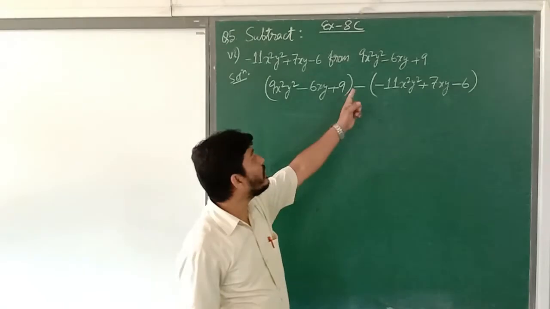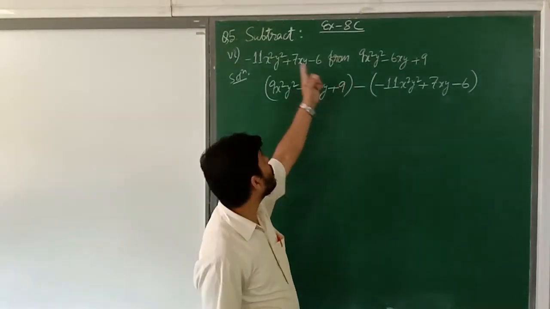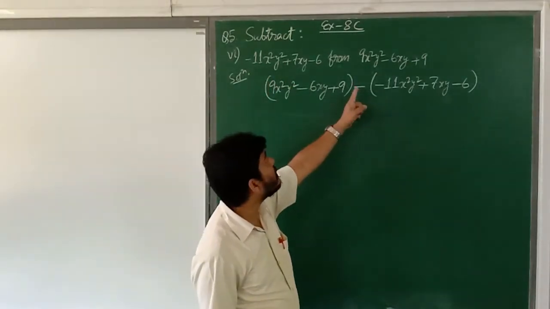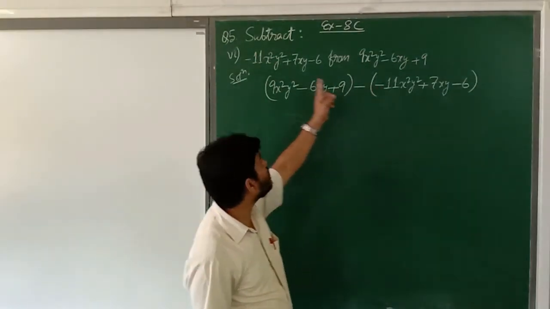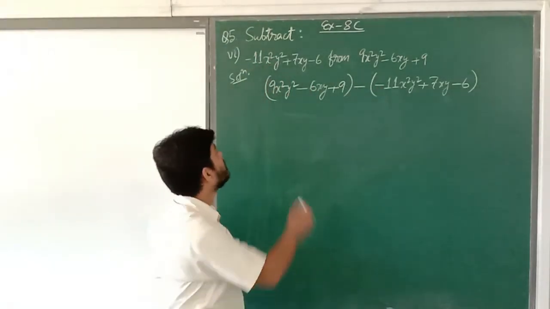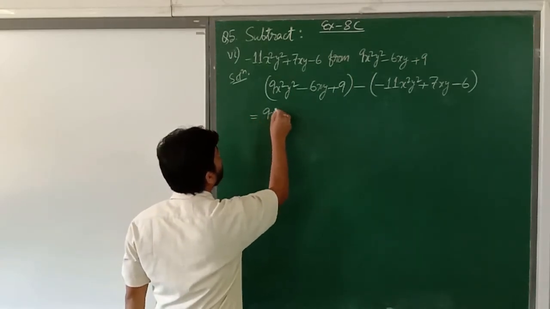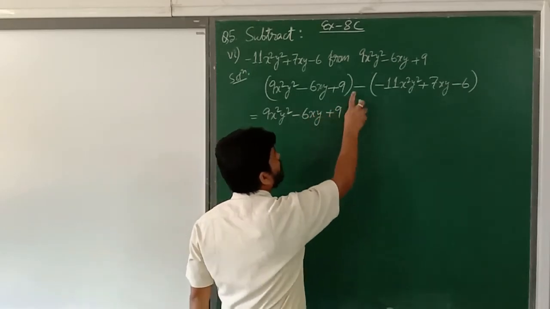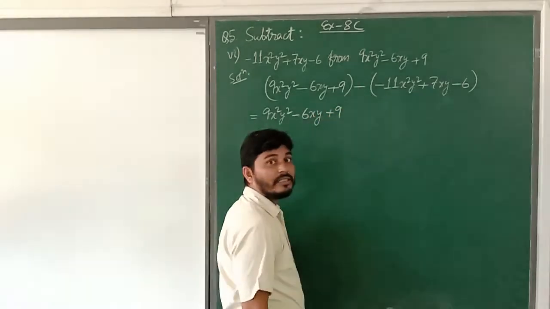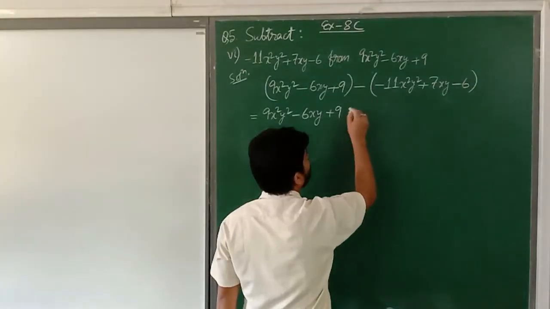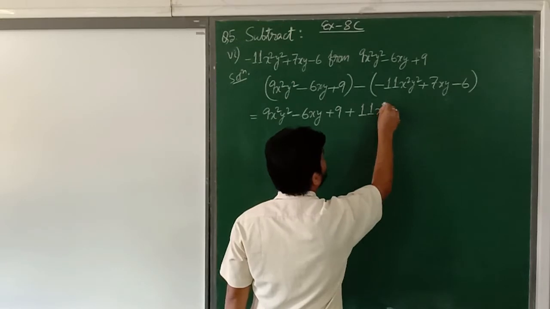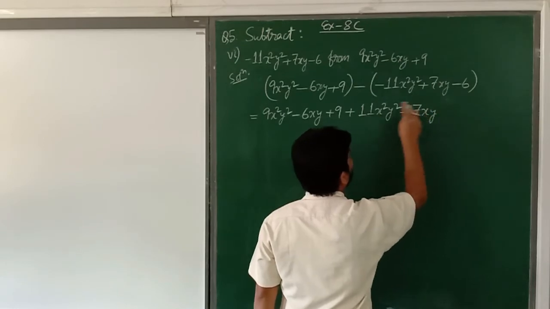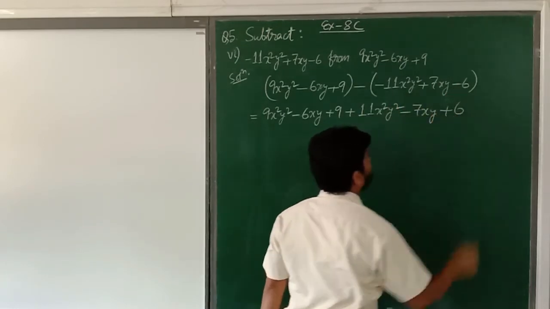Now here, very important, don't be confused. This minus is for subtract and this minus is with the expression. I repeat, this minus is for the subtract and this minus is with the expression, minus 11x. Now remove the bracket using the concept of sign operation. Since this is minus, all the signs inside the bracket will be affected. Minus into minus will be plus 11x squared y squared. Minus into plus is minus 7xy. Minus into minus is plus.